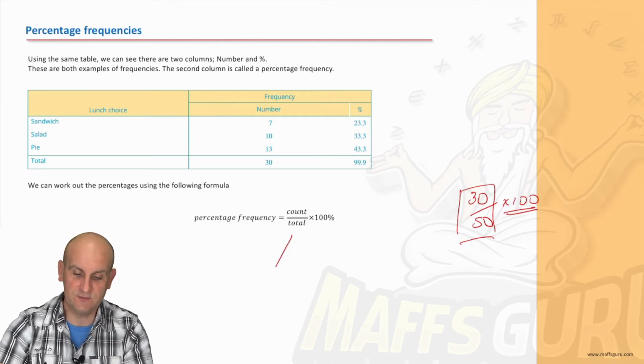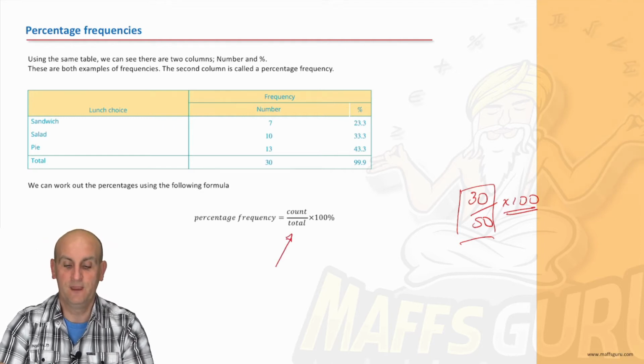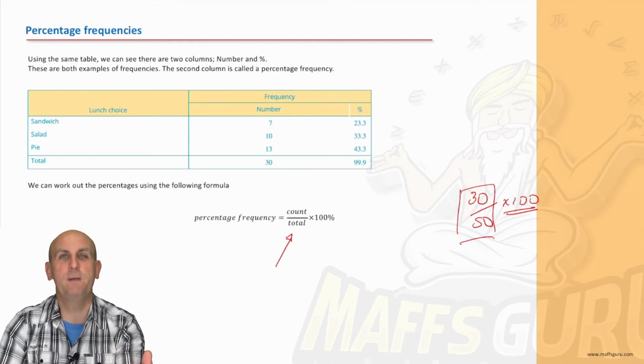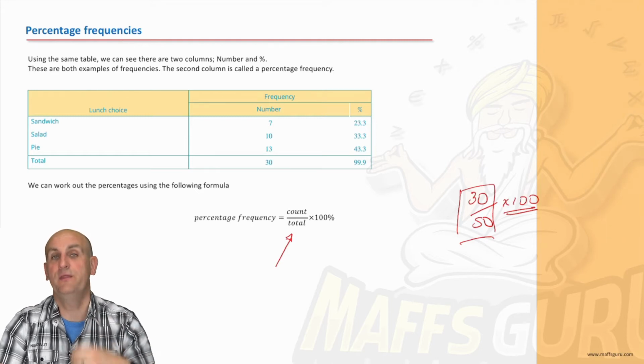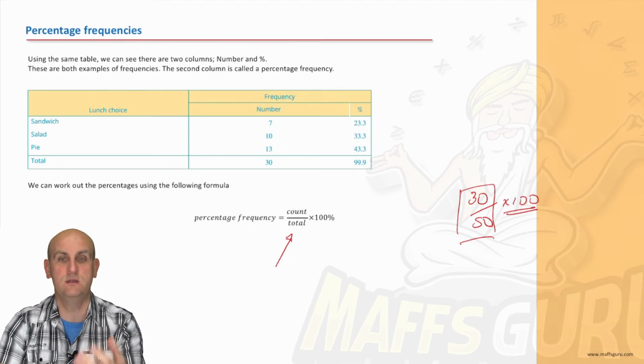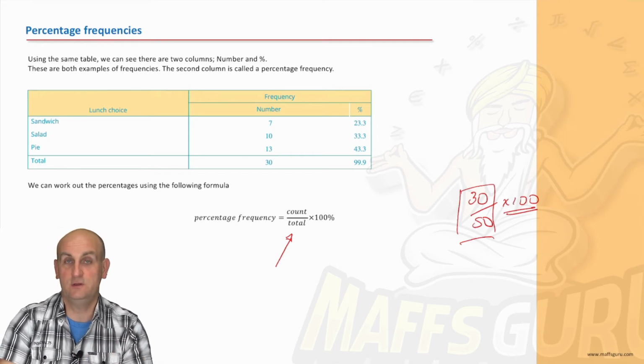Now, for percentage frequency, as we can see from our formula, we've got the count, or the number of, divided by the total number of, and then we times it by 100 to turn it into a percentage.